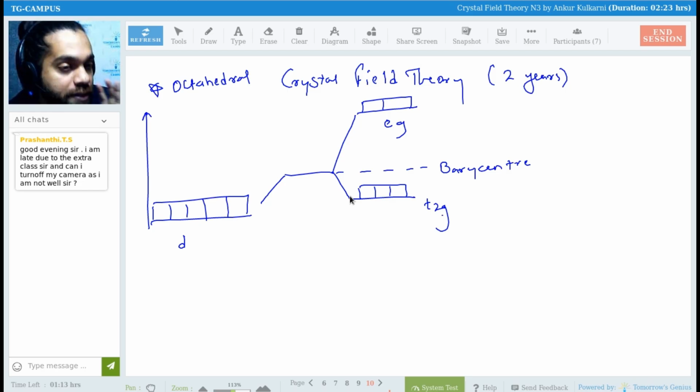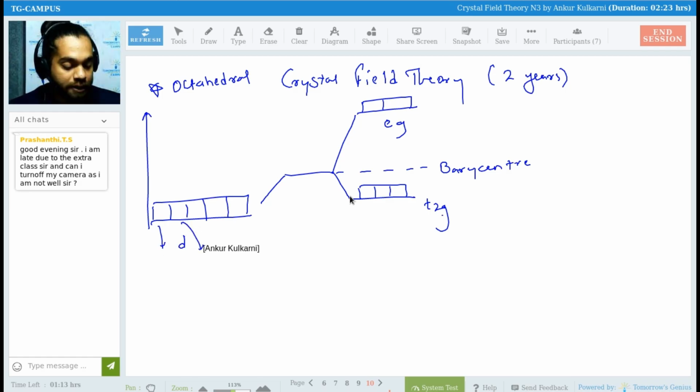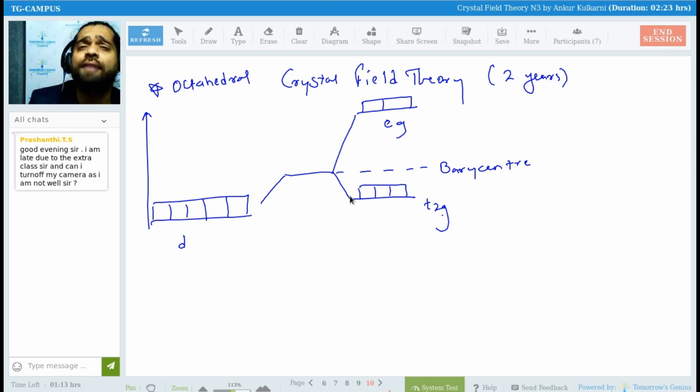Does anyone know the names of the d orbitals? Jason, Sarjana, do we know the names of the d orbitals? Come on, tell me at least 2-3 names. There is some name for each orbital. I know you have heard about it. I'll tell you, but do you know? Jason, do you know? No?